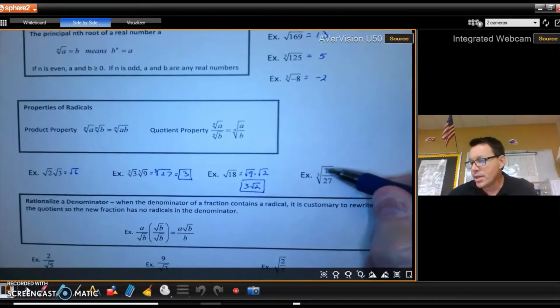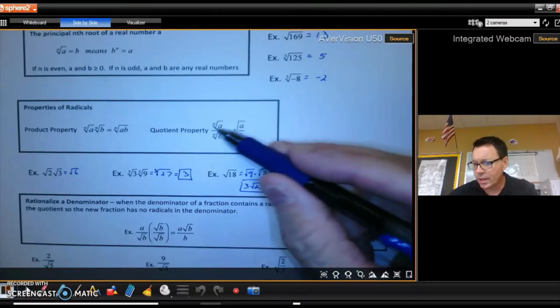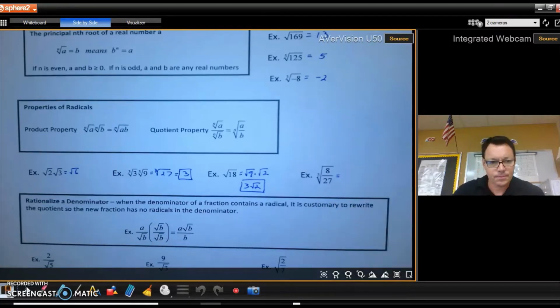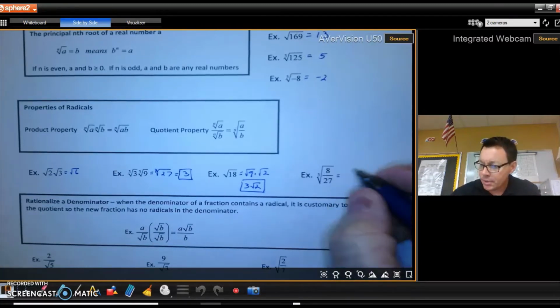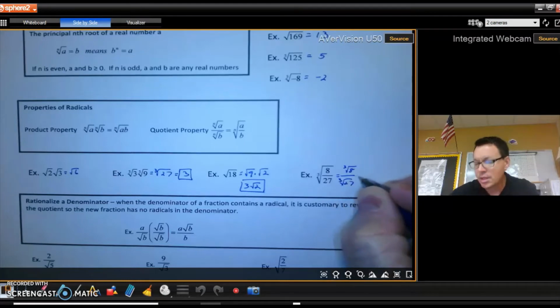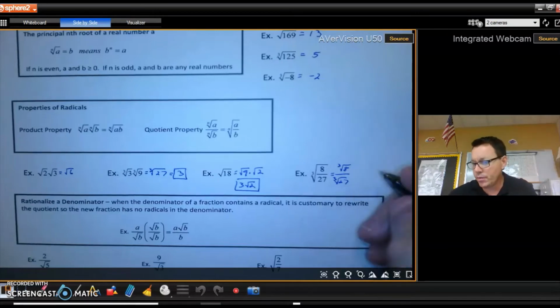This would be an example of this right here, where you have one radical, and I'm going to split it into 2 pieces, the cube root of 8 over the cube root of 27, so that those numbers are going to be a little bit more familiar to me. The cube root of 8 is 2. I know that 2 times 2 times 2 is 8.